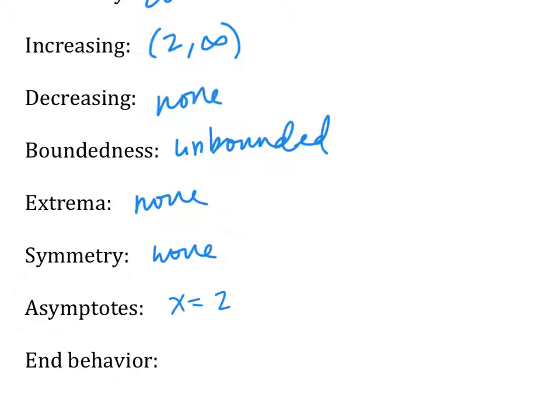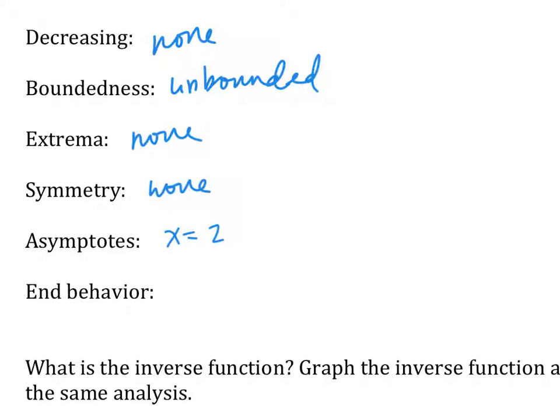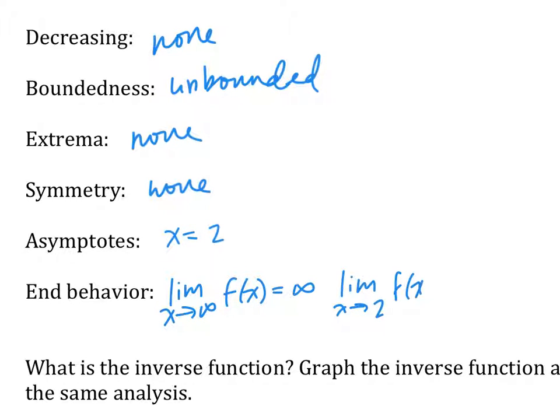Mark, asymptote. X equals 2, yes. And end behavior: limit as x goes to infinity, f of x goes to infinity. Limit as x goes to 2 from the right, not negative infinity, f of x goes to negative infinity.